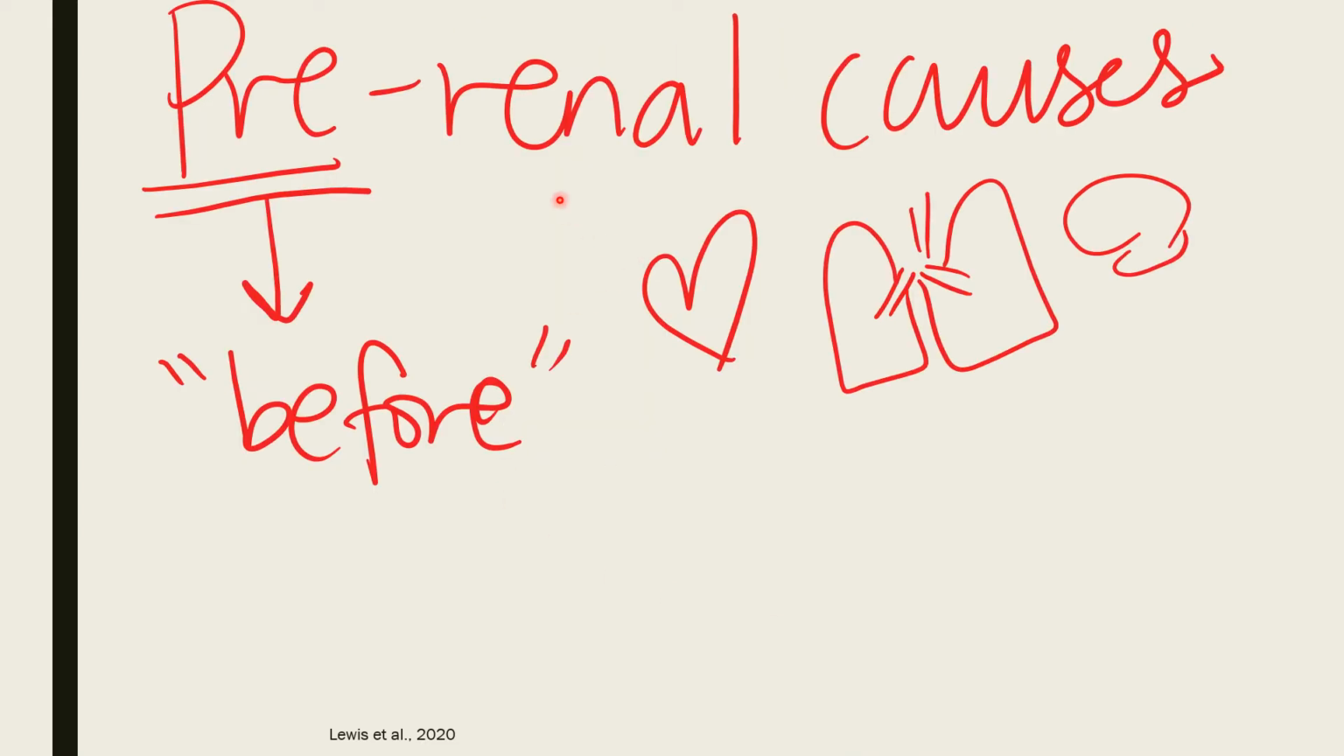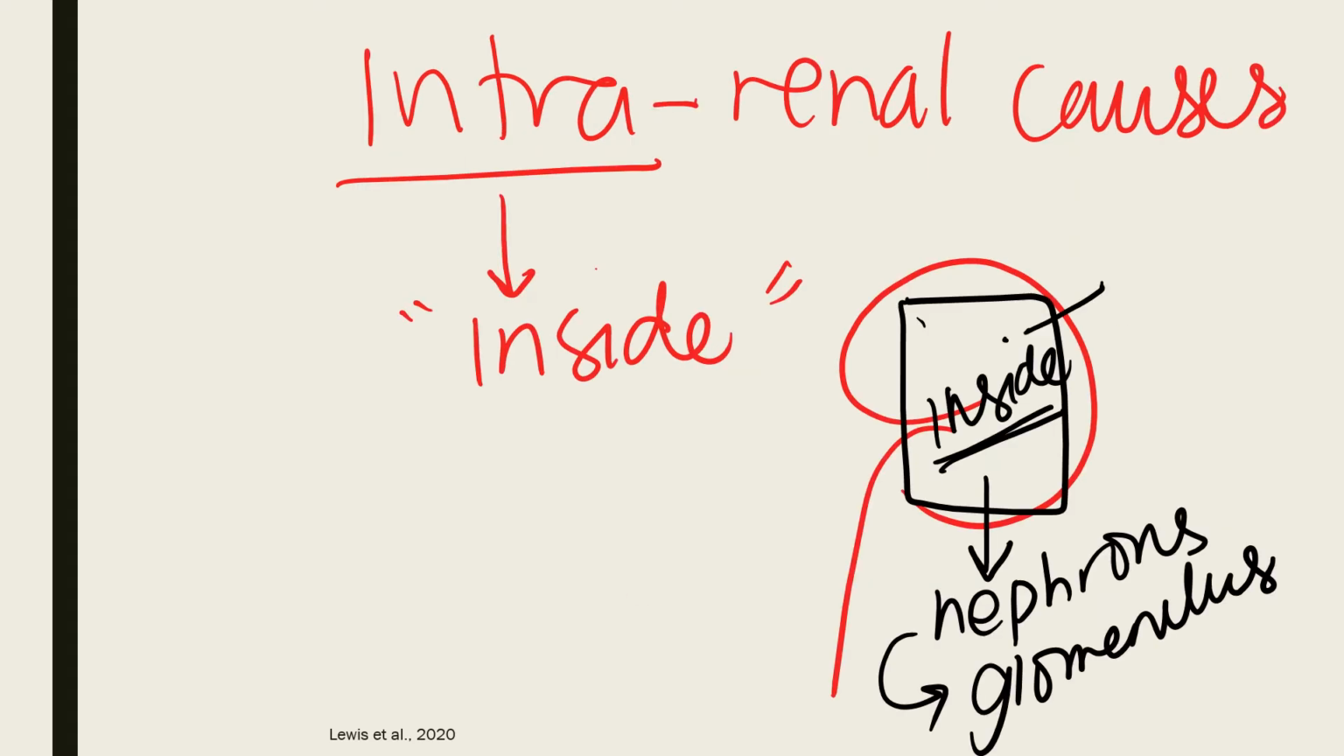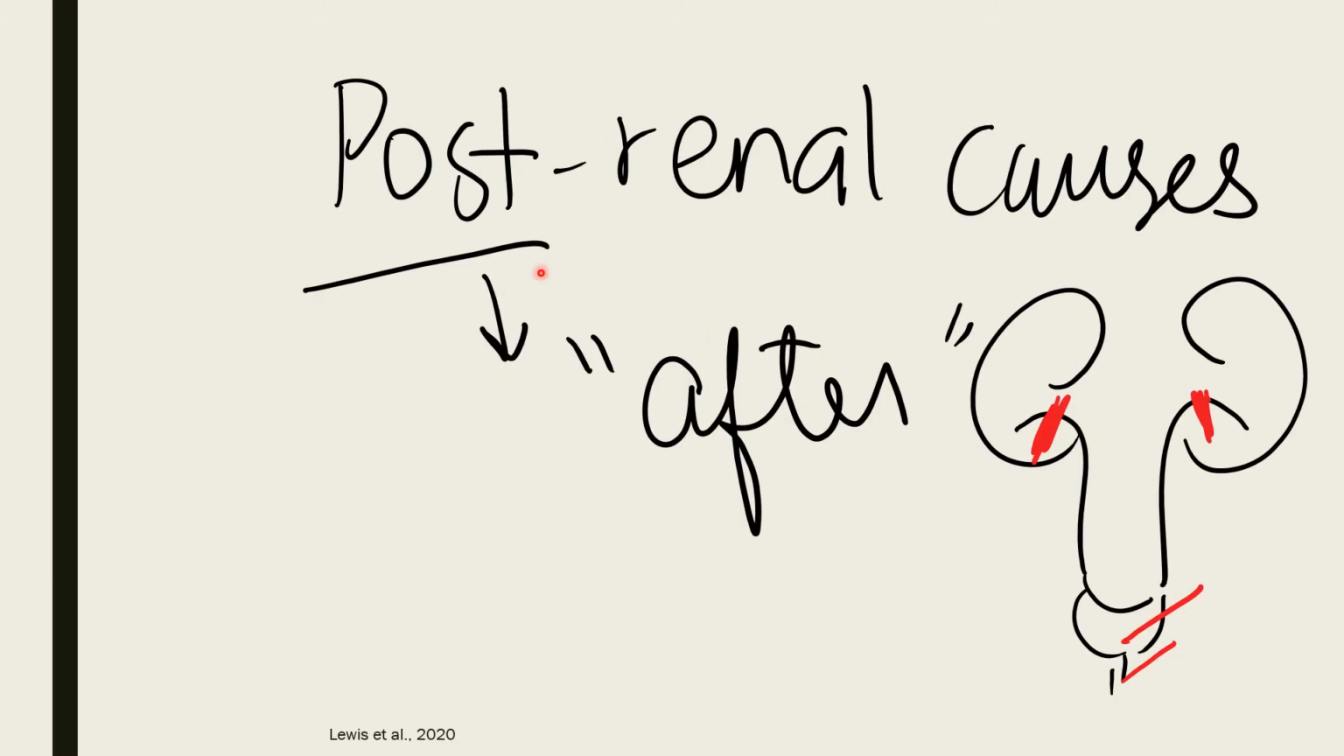Now, we already talked about the pre-renal causes earlier. Remember the word before. So we're talking about the heart, the lungs, the brain, or any disease processes that can affect those. Intrarenal causes, as I said earlier, are inside. So anything that affects the nephrons, glomerulus, or other parts that you can find inside the kidney or kidneys. Post-renal, we're talking about after the kidney, so the ureter, the bladder, the urethra.